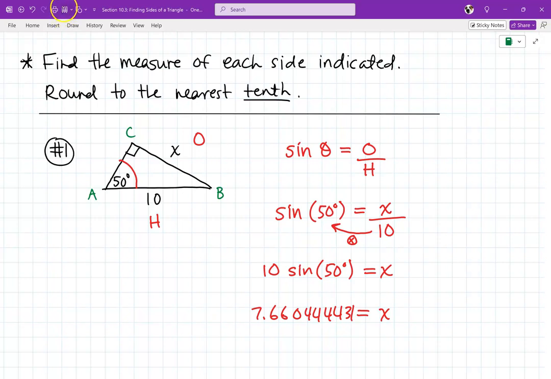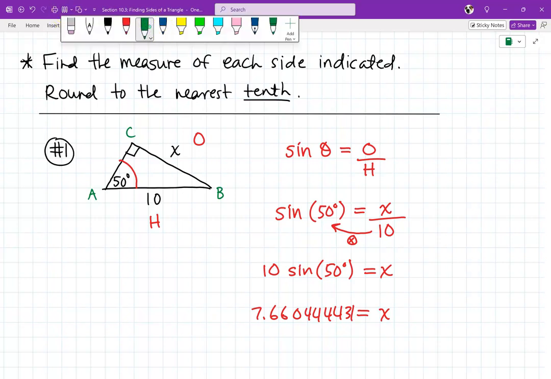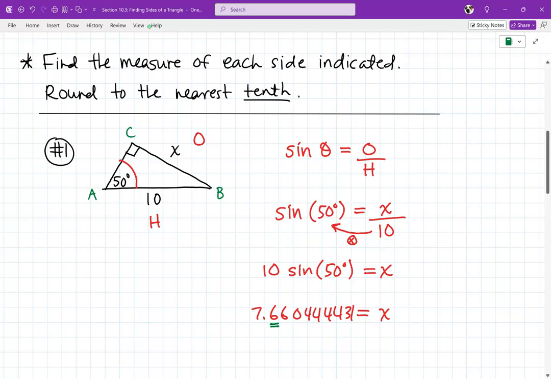The nearest tenth is right here. This is the tenths place. So that's 6 on the right side. Does it round it up? Yeah, it does, right? So my answer is going to be 7.7. So 7.7 is equal to x.